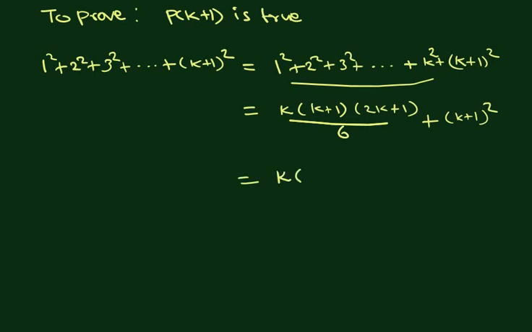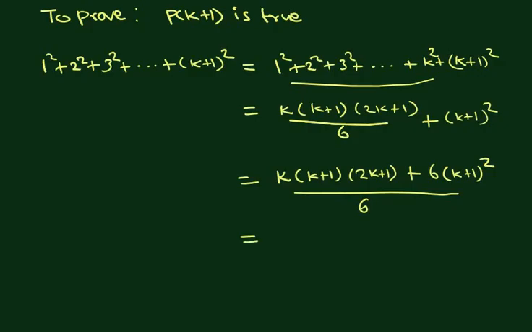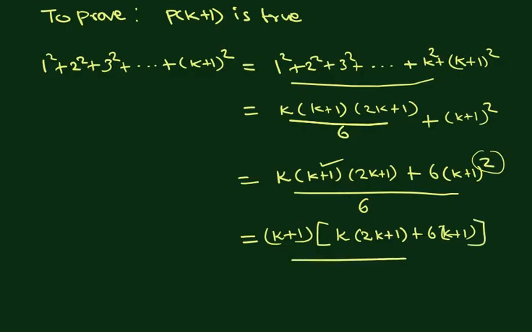I am getting k into k plus 1 into 2k plus 1 plus 6 into k plus 1 whole square, whole divided by 6. Then next I will take the common thing out. The common thing is k plus 1. I will take out the common thing k plus 1, then the remaining is k. Here the k plus 1 is taken out, and from this I want to reduce one more power. Therefore, you are getting k into 2k plus 1 plus 6 into k plus 1, whole divided by 6.